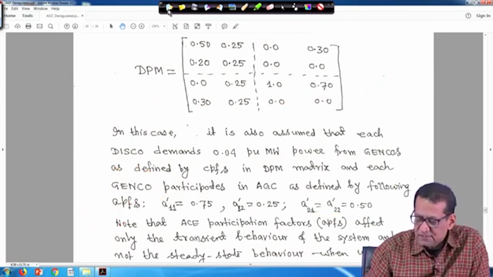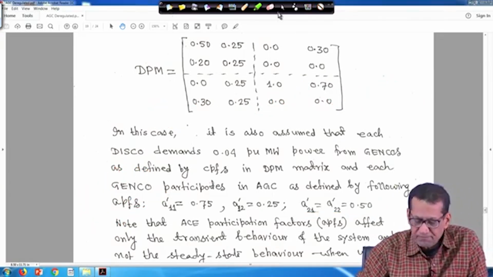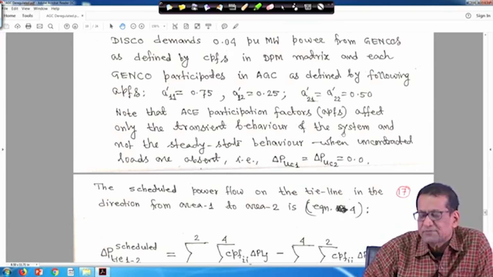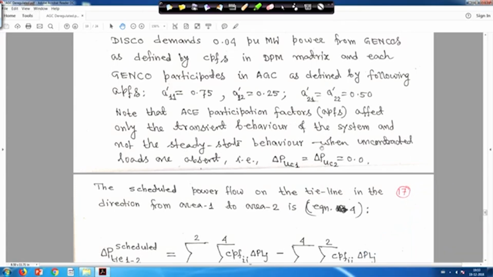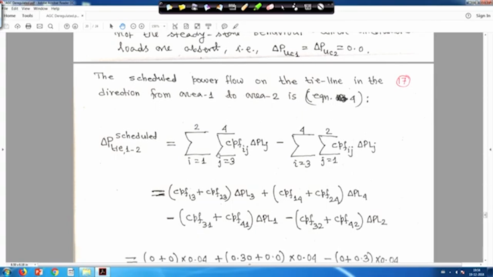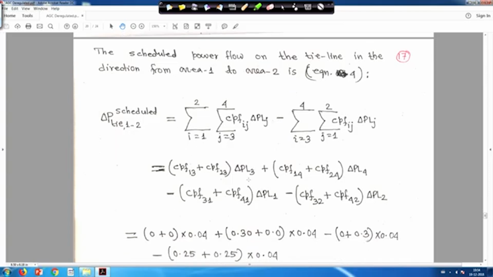Now note that the AC participation factor, again I am telling, affects only the transient behavior of the system and not the steady state behavior when uncontracted loads are absent. The scheduled power flow on the tie line in the direction from area 1 to area 2 is given in equation 4, which we already know. Now if you expand this, it will be in this form.